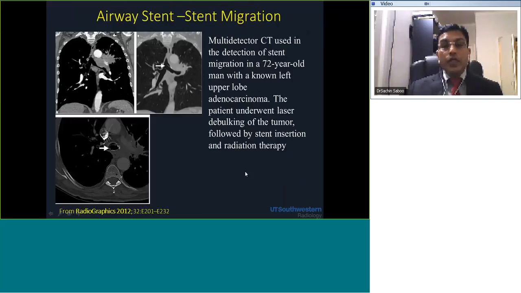Another complication of the stent is stent migration. This is a 72-year-old man with a left upper lobe lung cancer which extended to the mediastinum and caused narrowing of the left main bronchus. For treatment, the patient underwent radiation and laser ablation, and also stent insertion. Following treatment, the tumor did shrink and the stent migrated to the carina, and that has to be removed to prevent further complication of the right lung in this patient.